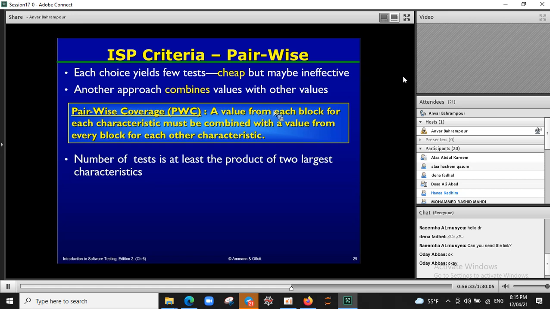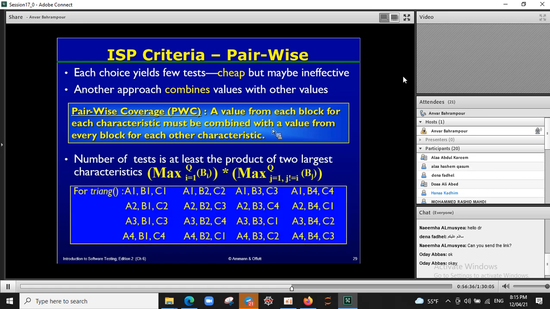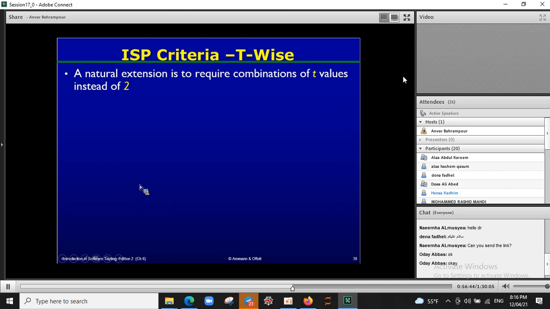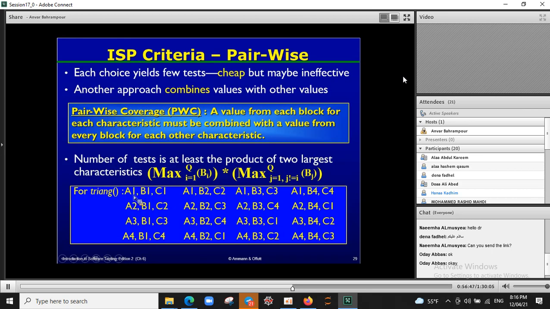Please look at these test cases, which are defined by pairwise coverage criteria. When we say a value from each block should be tested with a value from every block for other characteristics, this means, for our triangle example as shown in this box, look at this test case. We define this test case as A1, B1, C1.